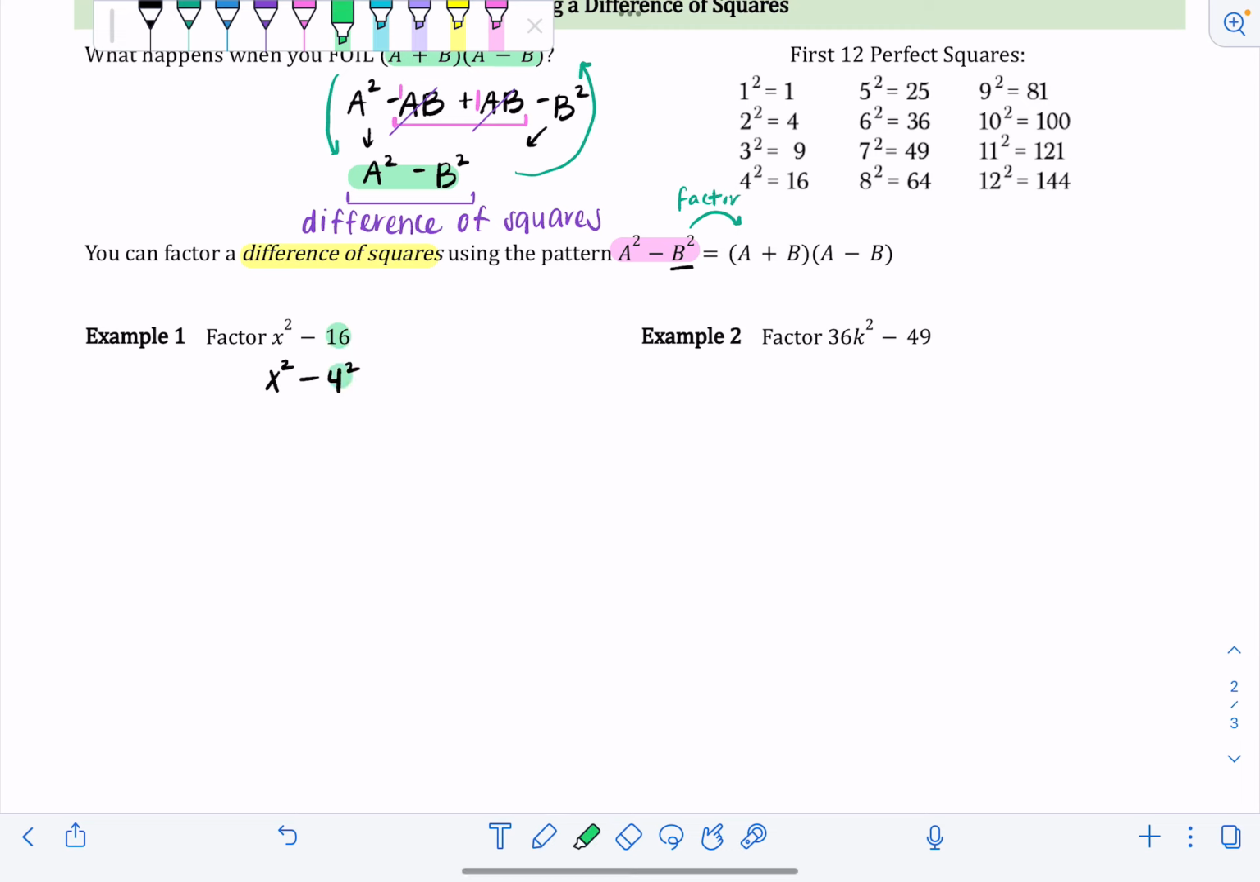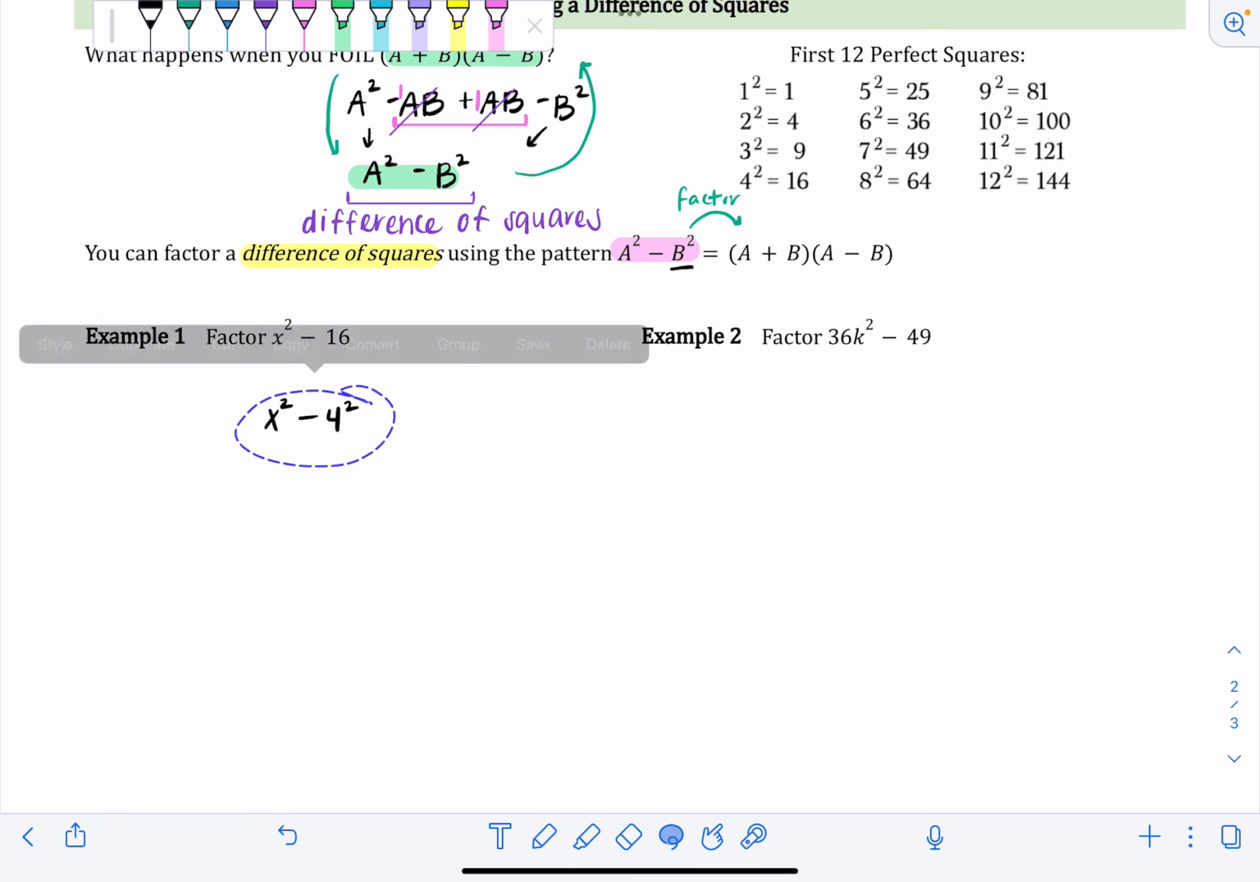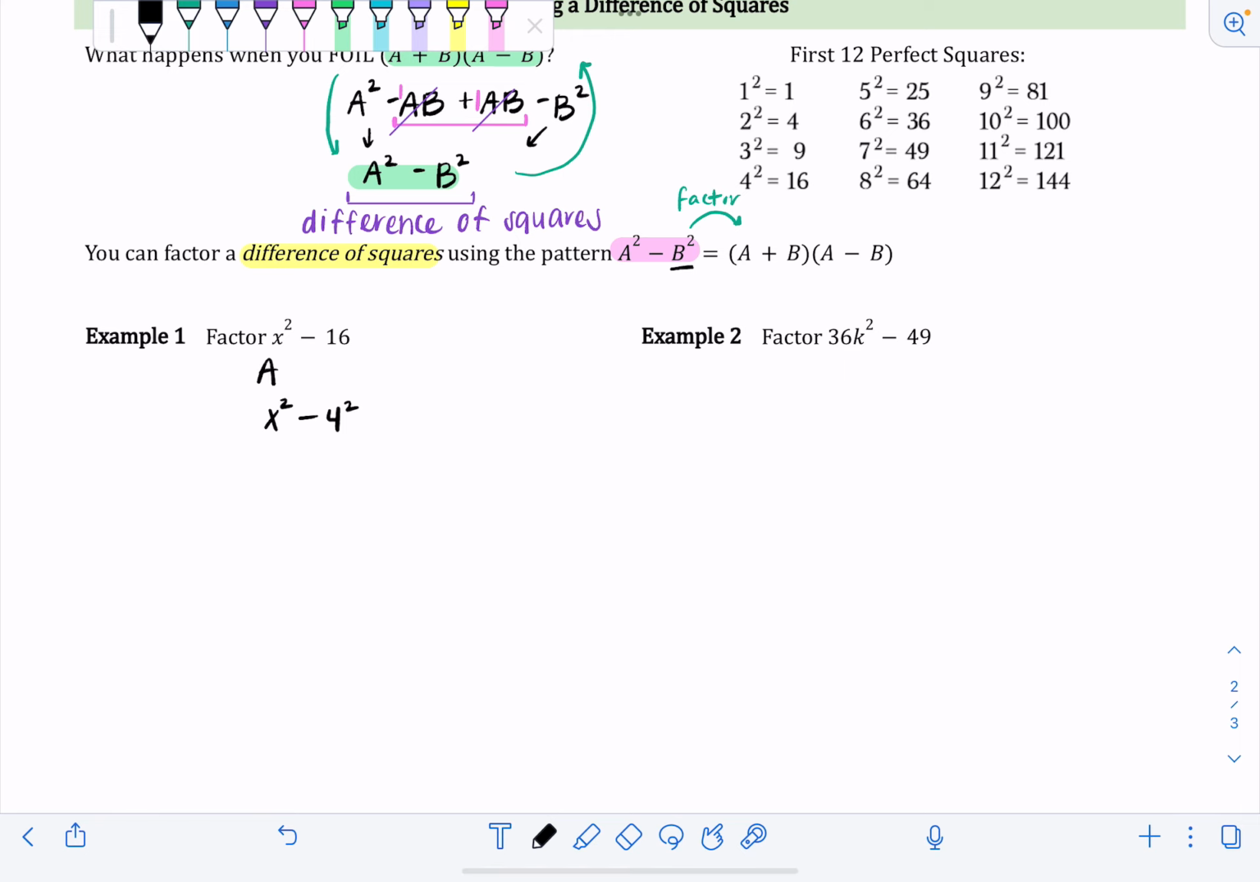These are the same value, so I did not change any numbers. I just changed it to a different form. 16 and 4 squared are the same thing. Now I'm going to move this down a bit and copy down that a squared minus b squared formula really quick. So, a squared minus b squared.